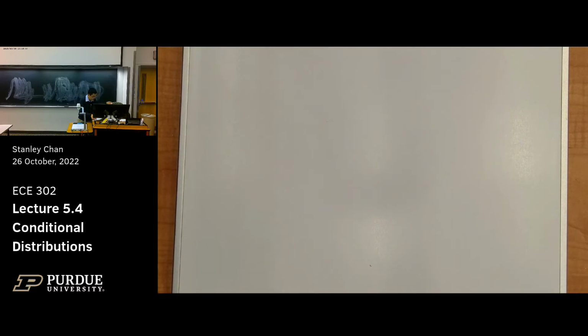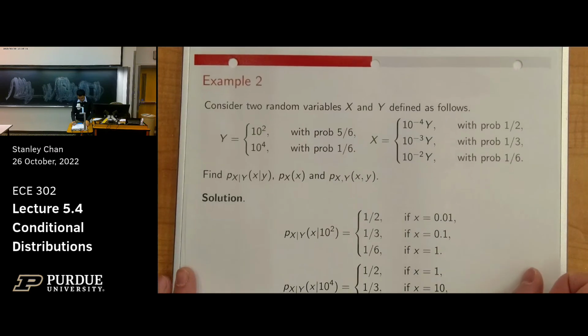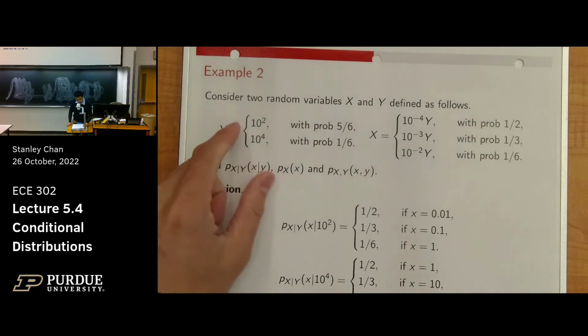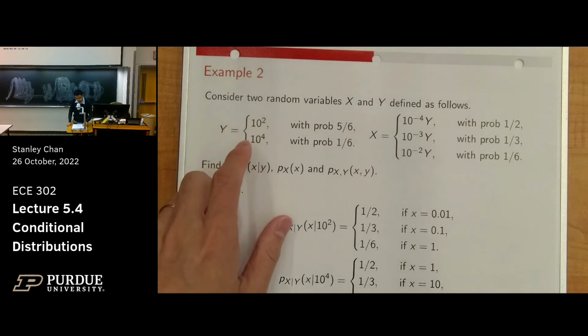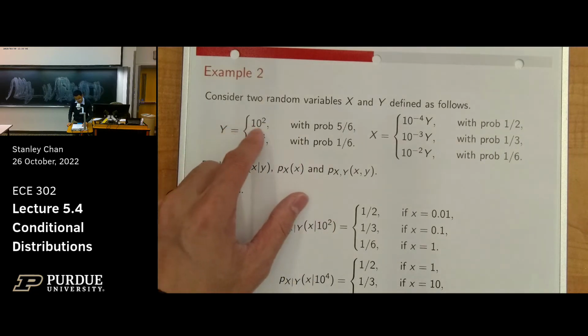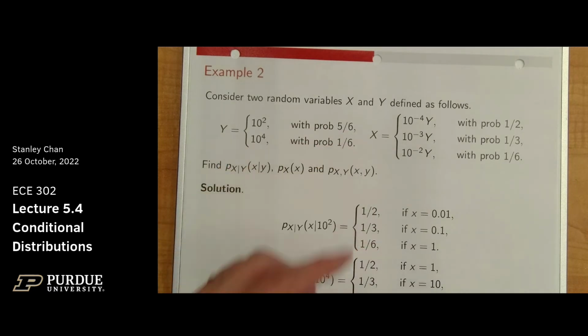Now let's work on another example. This one is a little bit more involved. You have 2 random variables, x and y. Y has 2 states, 10 to the power 2 and 10 to the power 4. The probability of getting this will be 5 over 6. The probability of getting that will be 1 over 6.